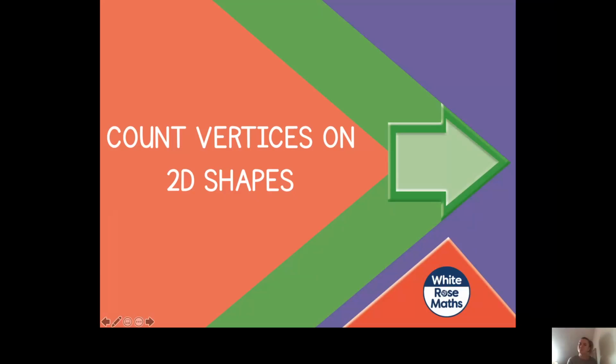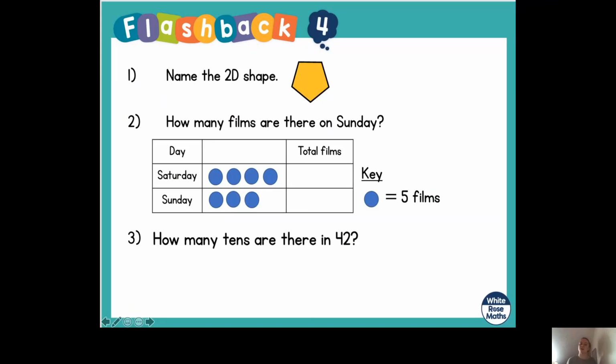But before we do, let's warm up our brains with our flashback. So here you have 3 flashback questions. In number 1, you need to name the 2D shape. So think back to our first lesson when we looked at the names of 2D shapes. What is this shape here called?